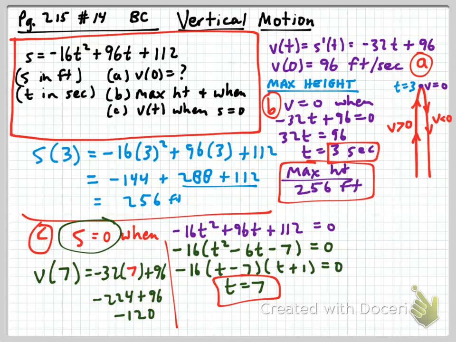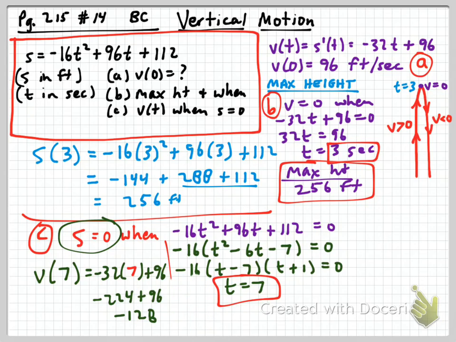Negative 120. That doesn't seem right. 224 minus 96. And we have 14 times 4 minus 6 is 8. And we have 21 minus... is 128. I knew that didn't seem right. So we have 128. Negative 128 would be the velocity at that time.